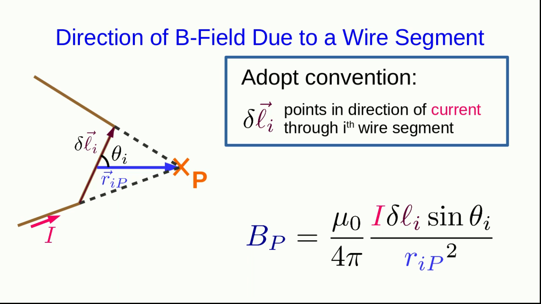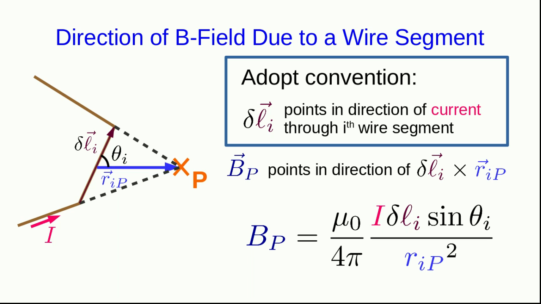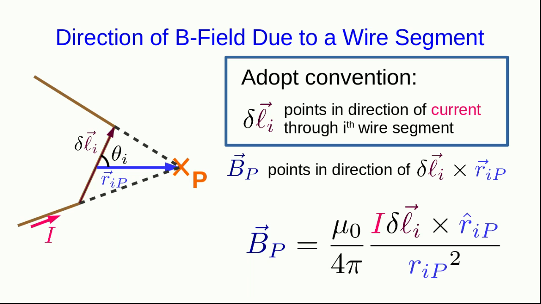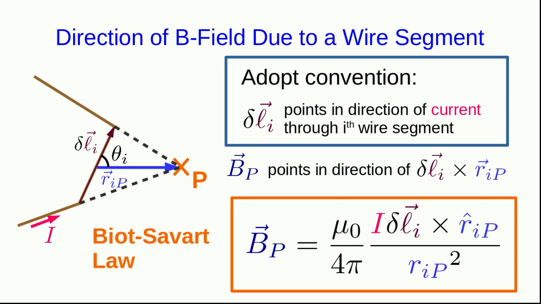Well, so you just have to work out what that cross product is. You can use the familiar right-hand rule for current, sticking your thumb along the delta L vector here and curling your fingers to verify that the magnetic field at P should be into the page. Then just play around with the three vectors delta L, r_iP, and the B field, and you'll conclude that the B field has to point in the direction of delta L cross r. And so we can write our full form for the magnetic field due to a wire segment like this. And this is known as the Biot-Savart law.